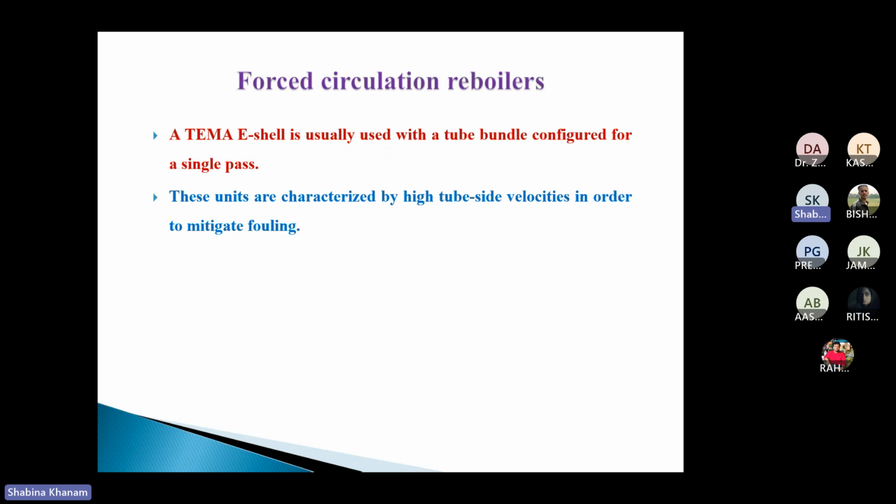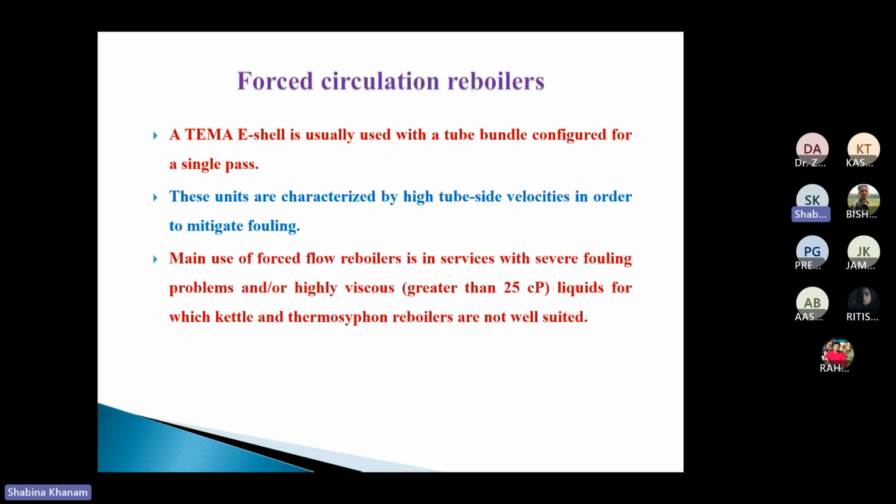Because of that precipitation. So to reduce the precipitation, the velocity should be higher, and that high velocity should be maintained by a pump, not naturally. So in that case, these units are characterized by high tube side velocity in order to mitigate fouling. So if more fouling tendency fluid is there, you need to consider a forced circulation reboiler.